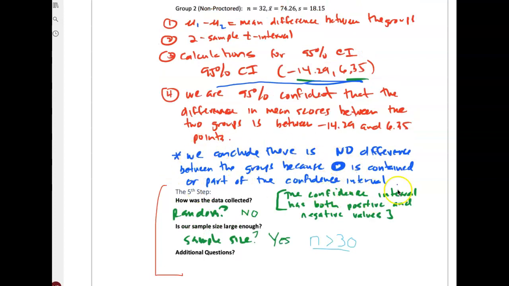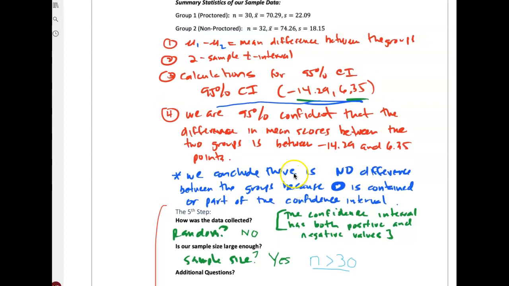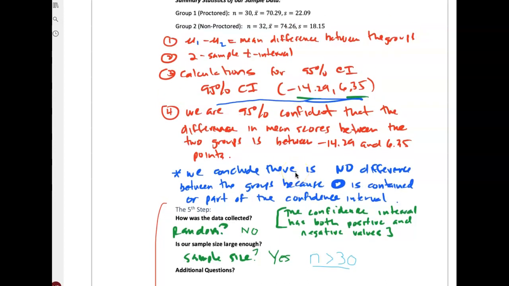Again, this in blue is an important concept. Zero is contained in the confidence interval, and when that's the case, that means we statistically say there's no difference.